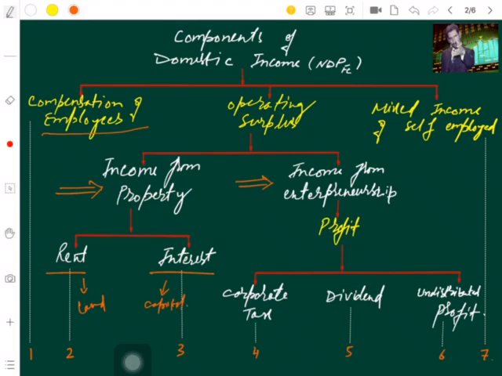What remains is income from entrepreneurship. Income from entrepreneurship, from the four factors of production. We are done with the first factor of production, which is labor. That is here, compensation of employees. Okay.